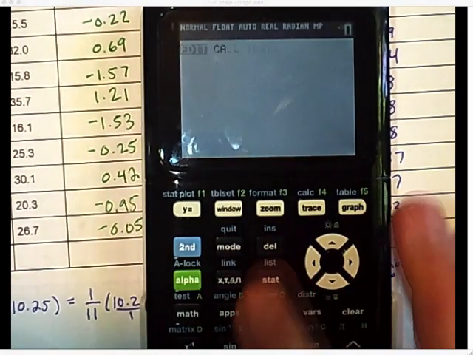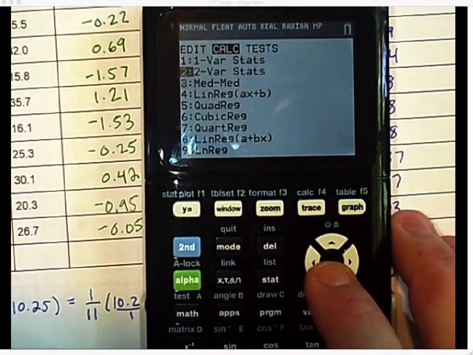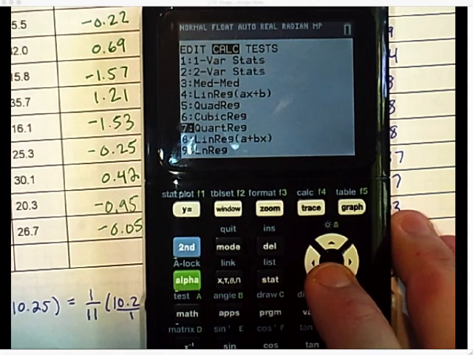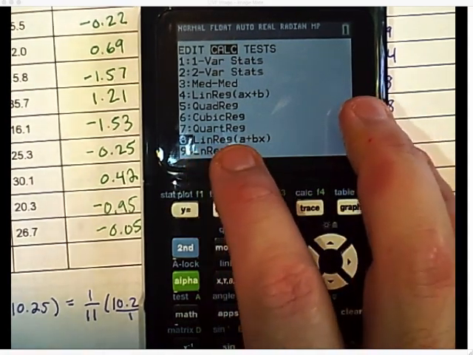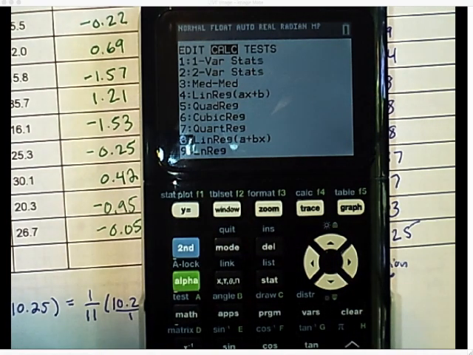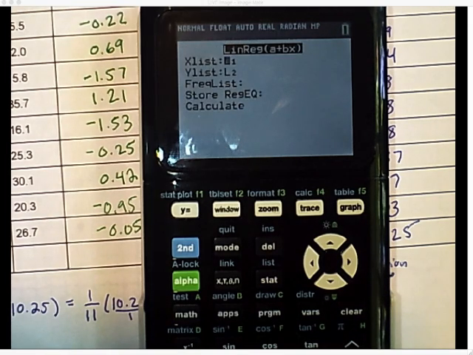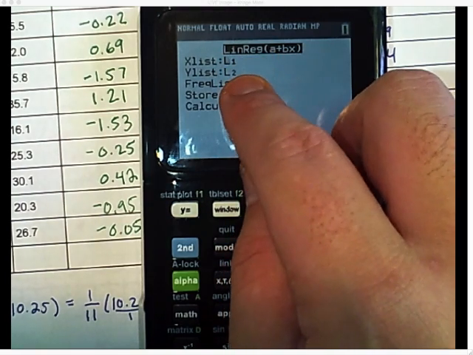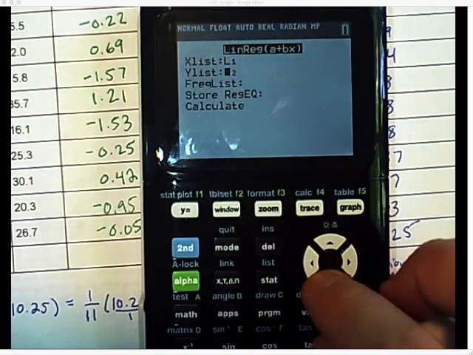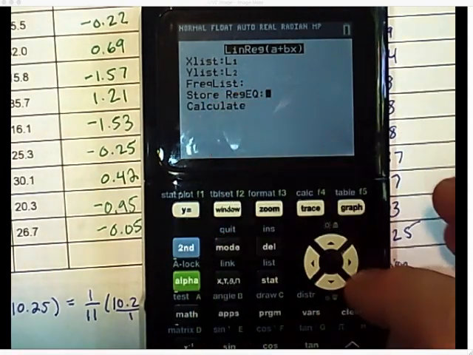So go Stat, go over to Calculate, and go down to option 8, always option 8. It's called LinReg, which stands for linear regression, which we'll talk about more in the next lesson. Hit enter. Your X list is in L1. Your Y list is in L2. Don't worry about the frequency list. Just go to calculate.